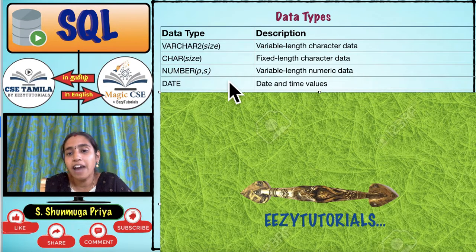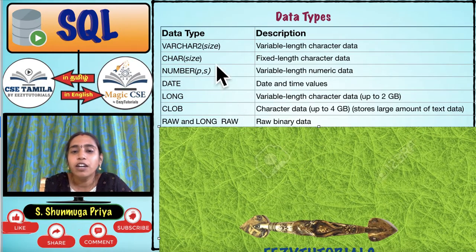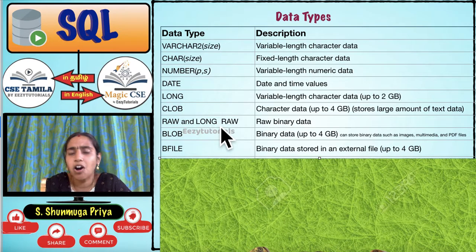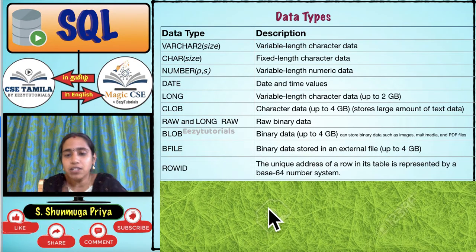Then for date, you have the date data type, which gives you date and time values. If your text data is long, up to 2 GB, you can use long. If it extends up to 4 GB, you can use clob. So for a large amount of data storage, you can use clob. For binary data, you can use raw or long raw. If your binary data is very large, like a multimedia file, PDF file or images, you can use blob. Then BFILE will support binary data.